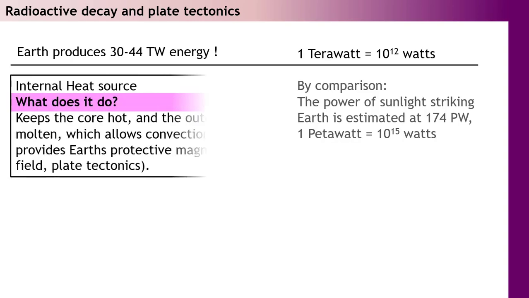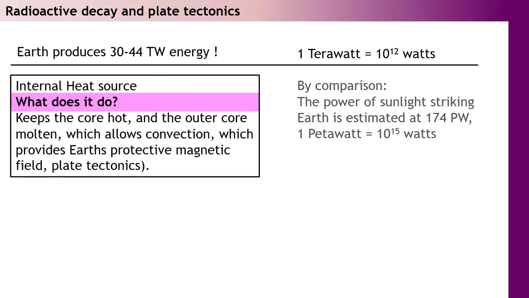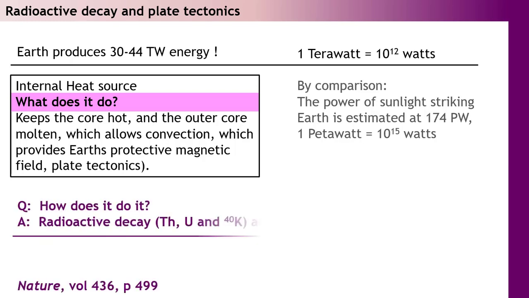So it's not a huge amount, but it is something, and we think it's enough to keep the core hot and the outer core molten, which has massive consequences, such as creating the Earth's magnetosphere, which protects the biosphere from harmful radiation. And the convection in the outer core, well, that drives plate tectonics. Where does the energy come from? The answer is radioactive decay. The thorium, uranium and potassium-40 account for 24 terawatts.